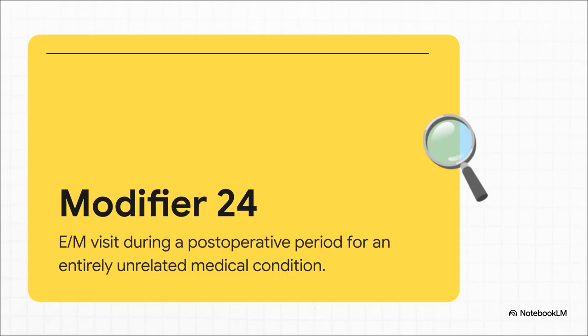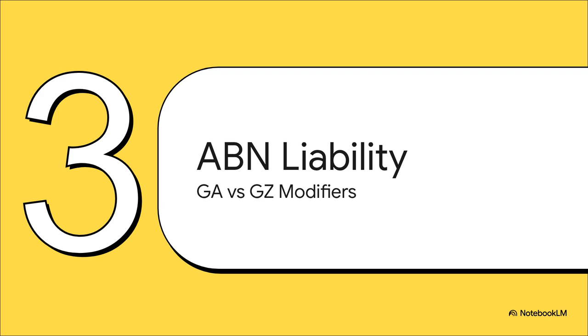Now, what if the patient simply walks into the office 30 days post-op for something completely unrelated? Imagine a patient recovering from cataract surgery who comes in complaining of a sore throat. For that totally separate issue, you are going to use modifier 24 to ensure that evaluation and management service gets paid. Let's keep this momentum going with Section 3, ABN liability and modifiers.